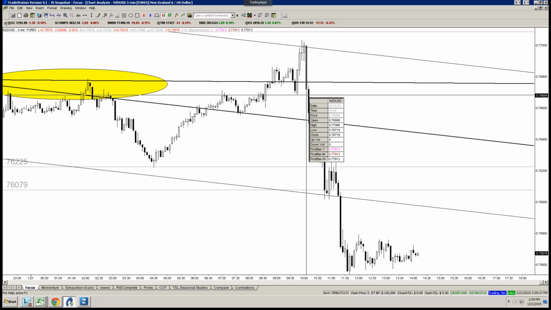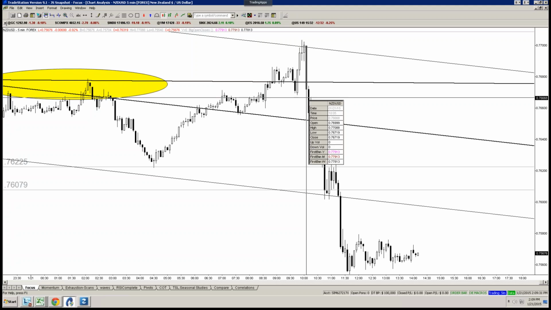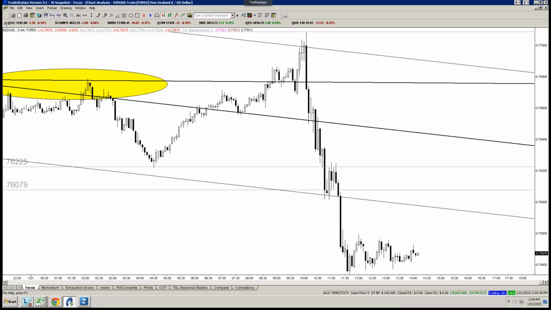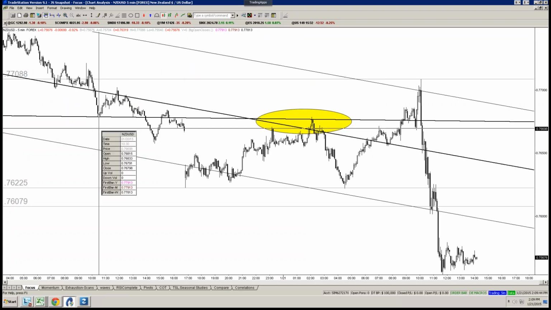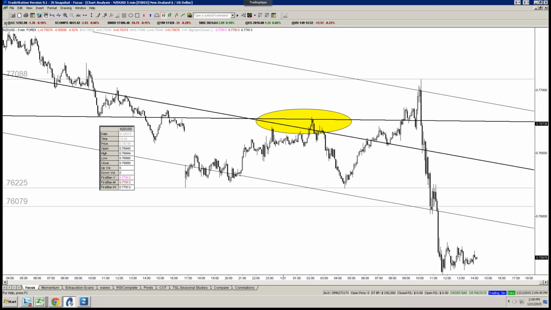Even if you did it here, 76.70 with a stop above the high, which would have been 77.10, even there, you're putting in a 40-point stop or whatever. Now, this doesn't happen all the time, it can completely fall apart, but you get the picture. So no, I don't necessarily wait for a close of London or Asia or whatever.